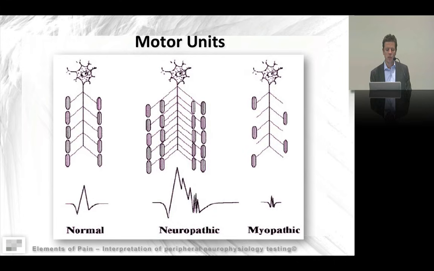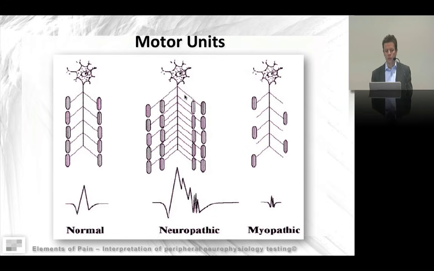Essentially, a motor unit consists of a motor axon and its branches to various muscle fibers. And so in this example, it's normal. When we record the electrical activity from all these muscle fibers together, it gives a bit of a complex form, which looks like this.